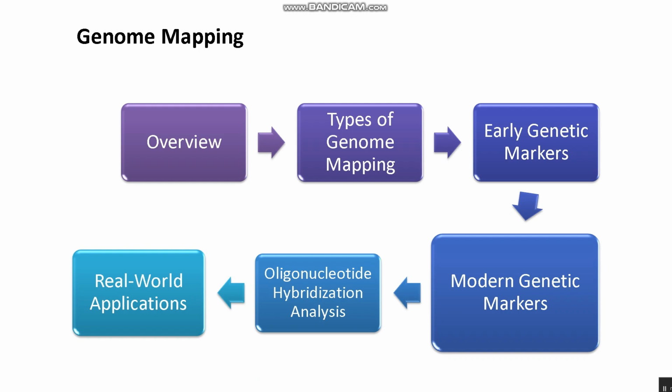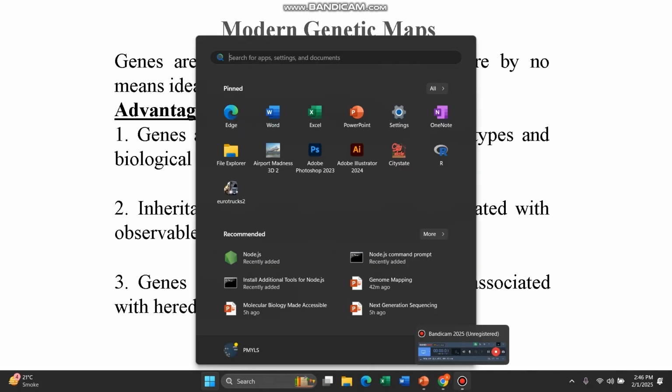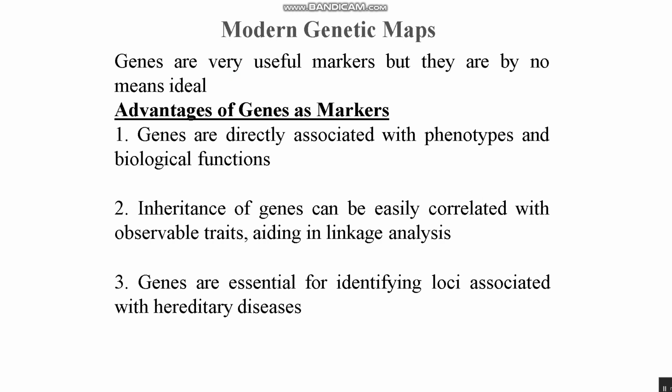Now we talk about the modern genetic markers, in which we talk about the advantages and the disadvantages of genes. Then we talk about the modern genetic maps. Genes are very useful markers, but they are by no means ideal. It's not ideal, it's not perfect.